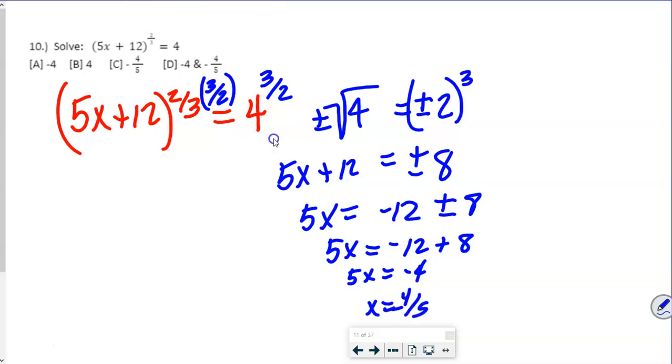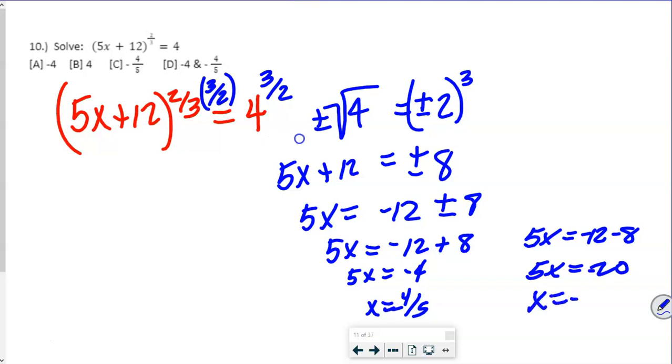And then I'm also going to do my 5x equals negative 12. I'm sorry, y'all, I'm not thinking clearly. So let me do this again. We've got negative 12 now minus 8, right? So that's going to be 5x equals negative 20, and divide 5 into both sides again. And so we're going to get x equals negative 4. So we've got 2 answers for this one.